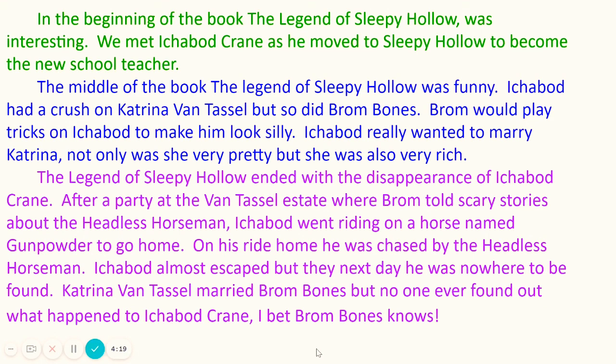The Legend of Sleepy Hollow ended with the disappearance of Ichabod Crane after a party at the Van Tassel estate where Brom Bones told scary stories about the Headless Horseman. Ichabod went riding on a horse named Gunpowder to go home. On his ride home, he was chased by the Headless Horseman. Ichabod almost escaped, but the next day he was nowhere to be found. Katrina Van Tassel married Brom Bones, but never found out what happened to Ichabod Crane.